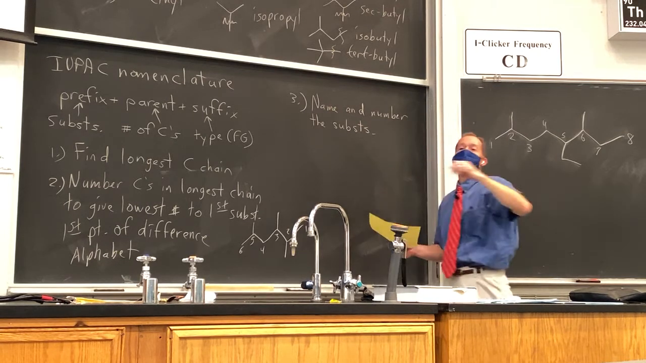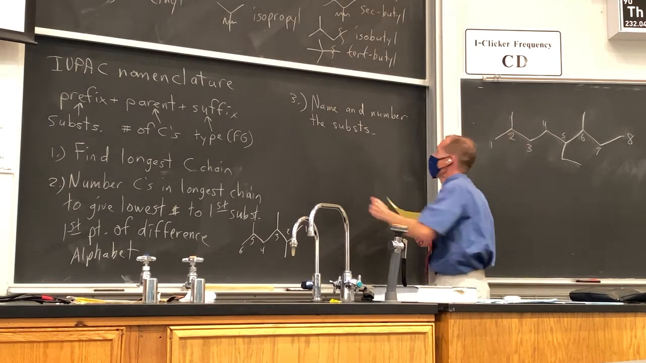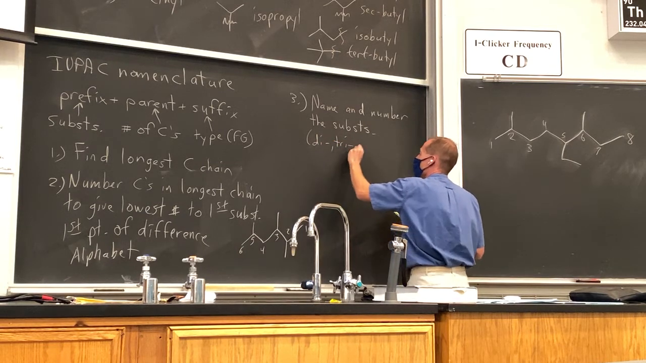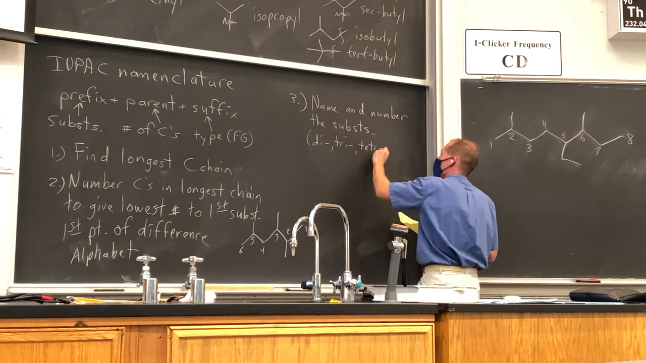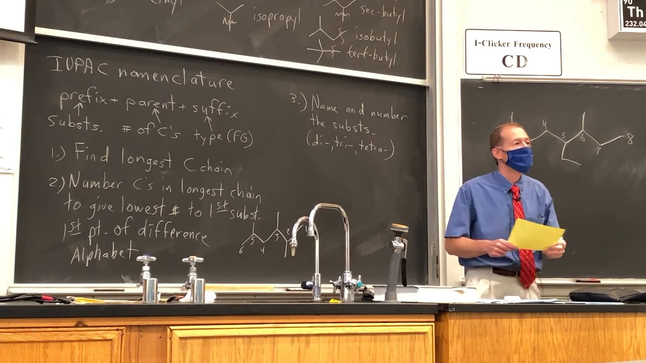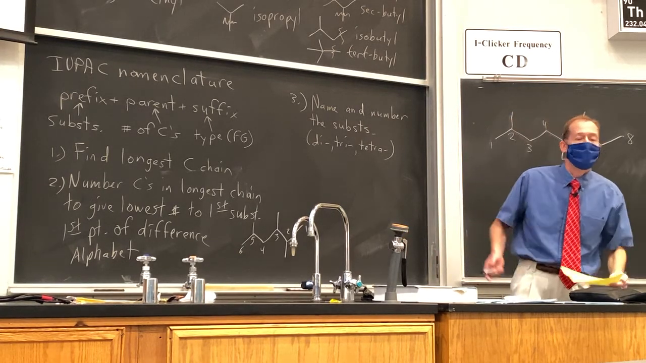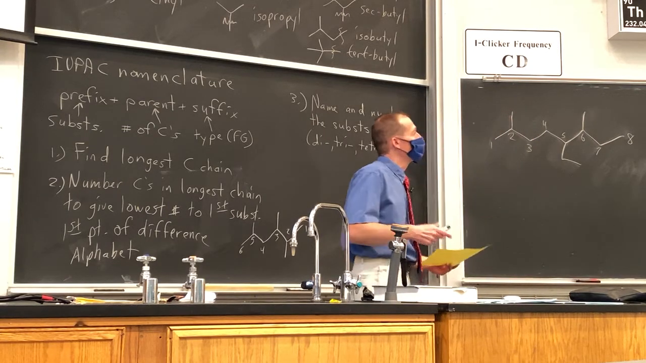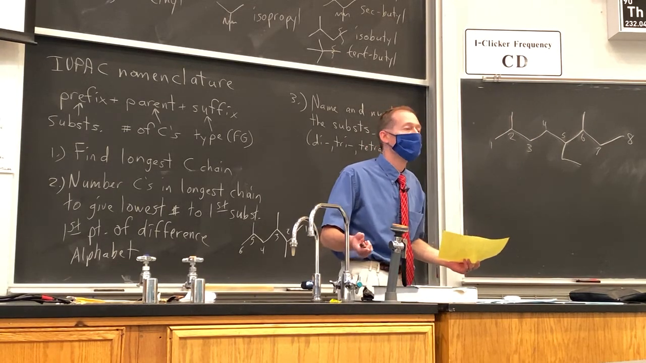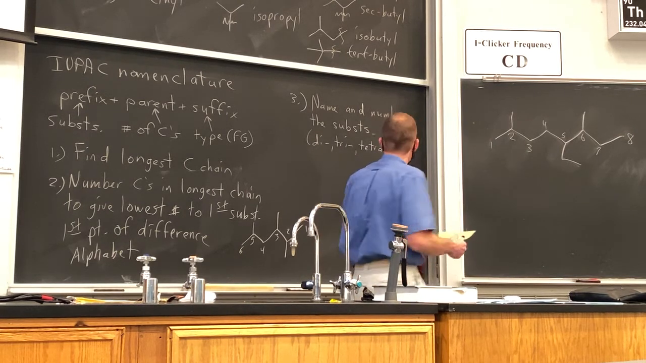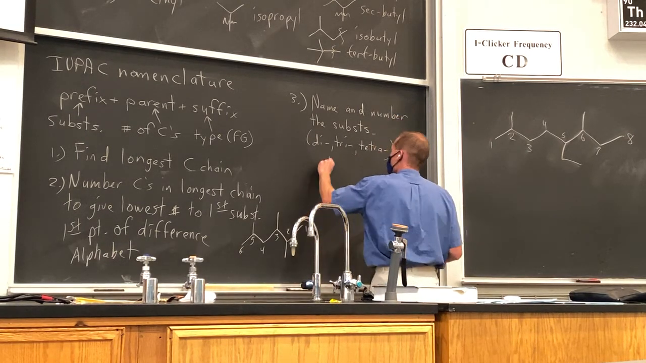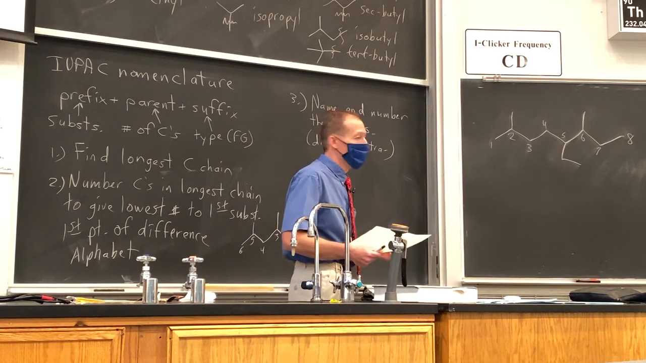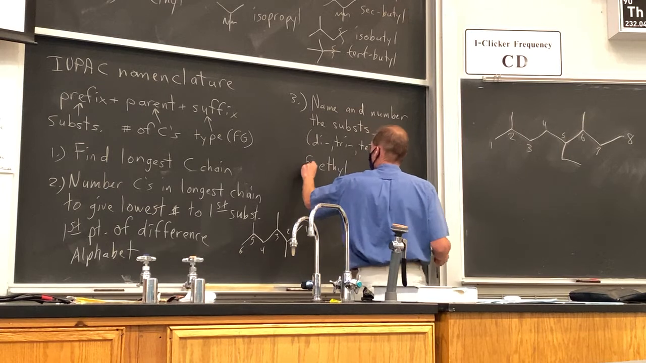And we use prefixes. If we have more than one of a certain type of substituent, we would use di, tri, tetra. These are prefixes that we would use when we have multiple numbers of the same substituent. Okay? So what types of substituents do we have here? Okay, so we're going to have an ethyl group. And what carbon is our ethyl group on? 5. So we'll call that 5-ethyl.